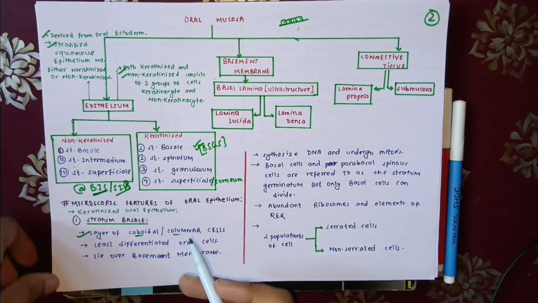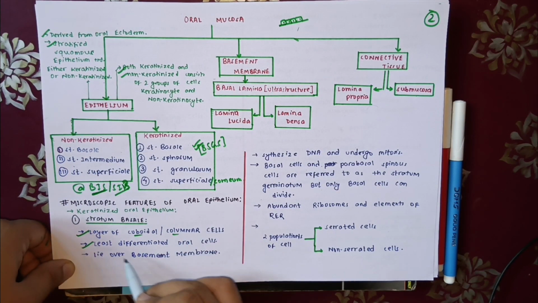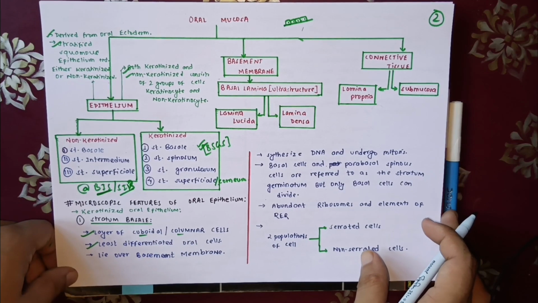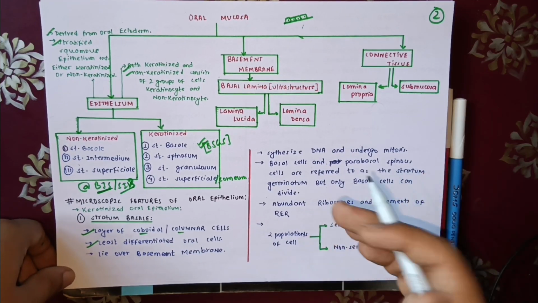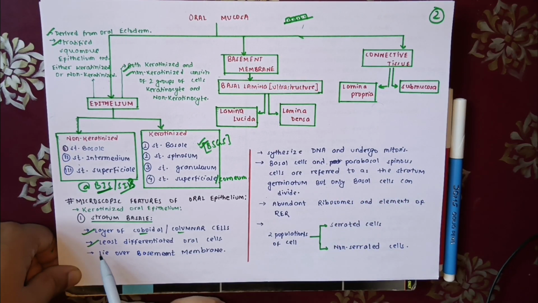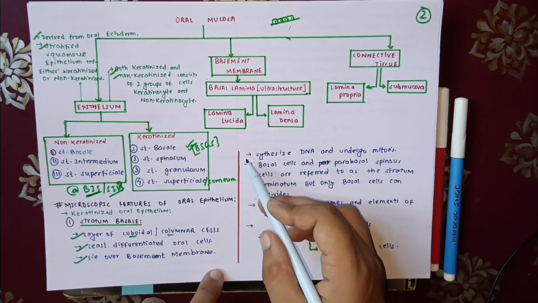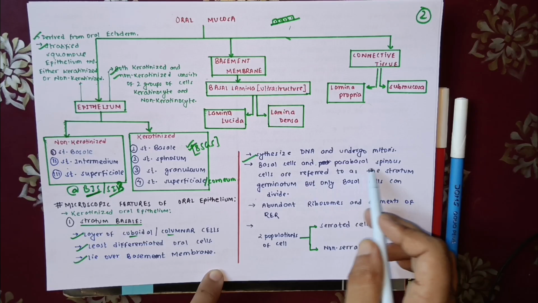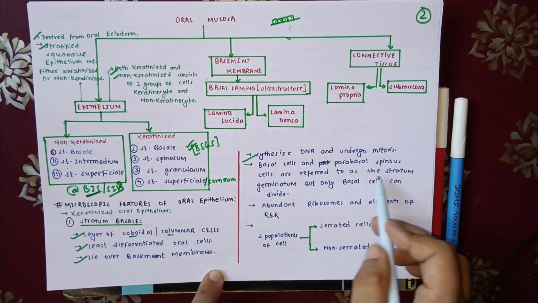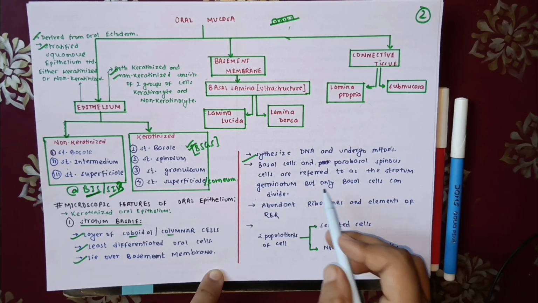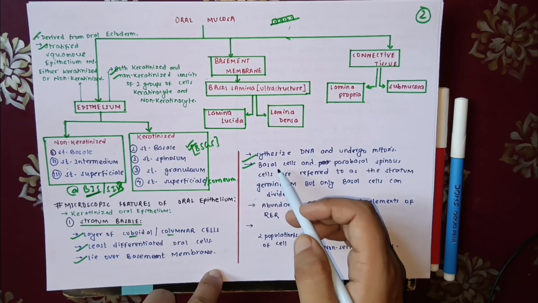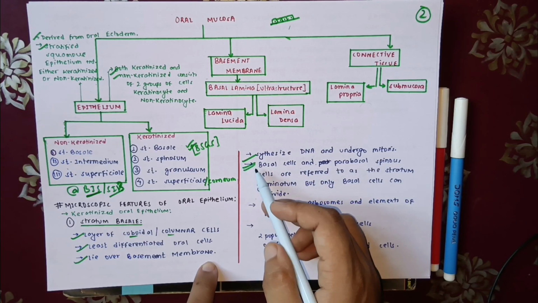After that, they are less differentiated oral cells. They are not much differentiated into any other type of cells, so they are least differentiated. They lie on the basement membrane, and they synthesize DNA and undergo mitosis. Basal cells and the parabasal spinous cells are referred to as the stratum germinativum, but only basal cells can divide. This point is very important, you should remember it.